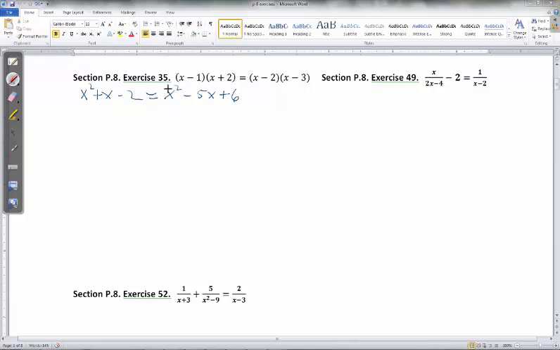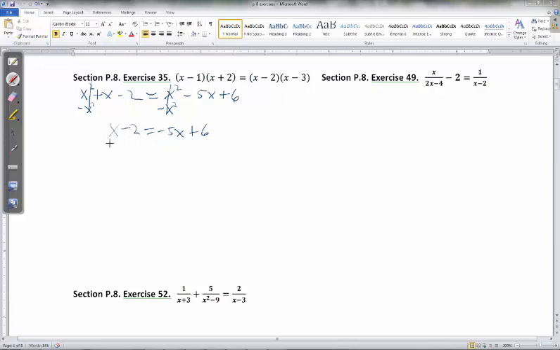Still not linear, but if you'll notice, the first thing I probably want to do is try and move all the variable terms to one side. So if I try to move the x squared, I do the same thing. Subtract x squared from both sides, and when that happens, it goes away. So now I'm left with just x minus 2 equal negative 5x plus 6, and that's a linear equation.